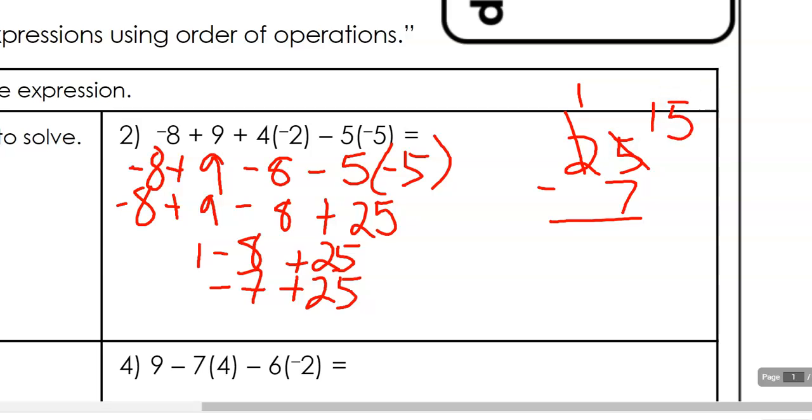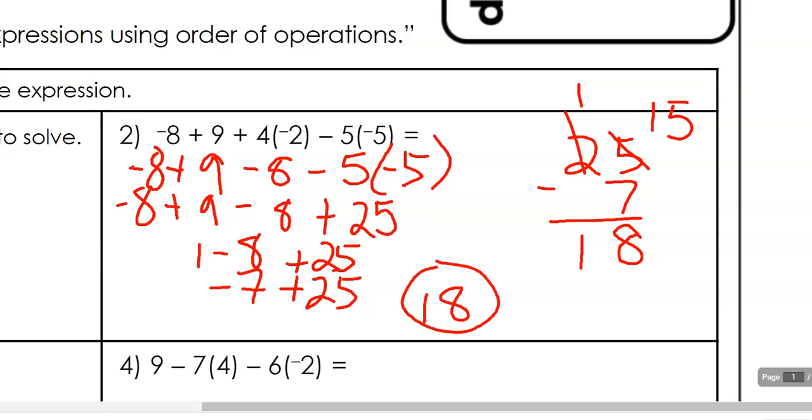Remember, you can use your fingers and your toes. 7, 8, 9, 10, 11, 12, 13, 14, 15 if you forget. I encourage it. Use all your little resources. Try not to use your calculator because this would be calculator inactive. So this then is going to be a +18. Your answer here is +18.